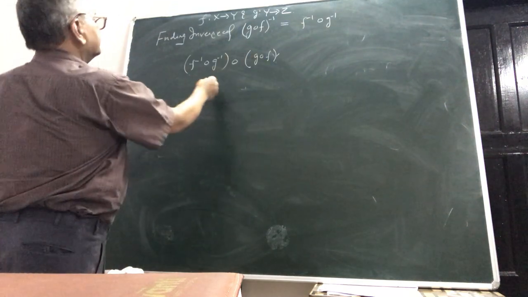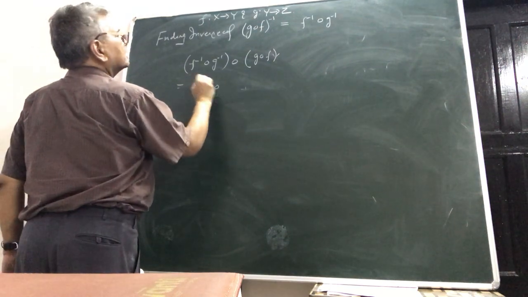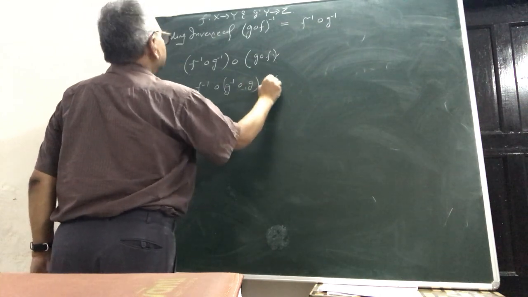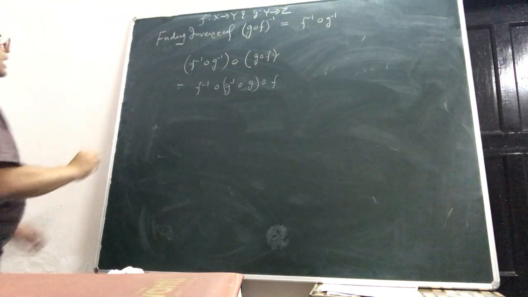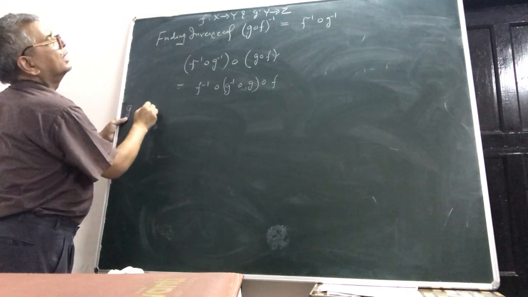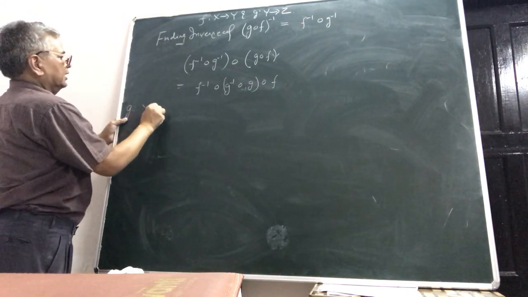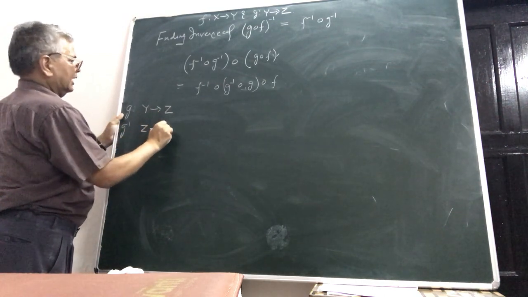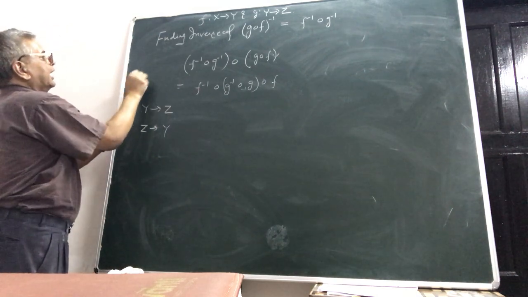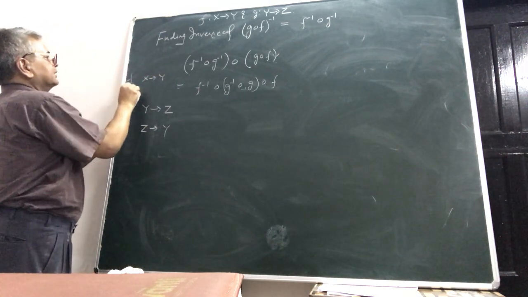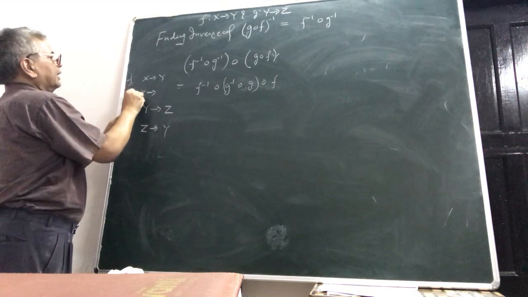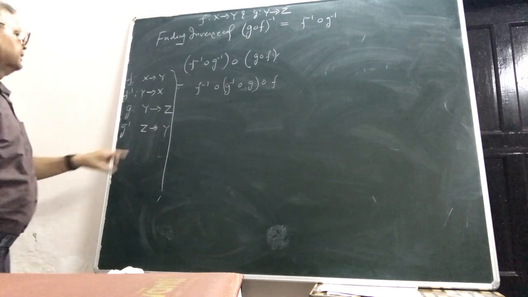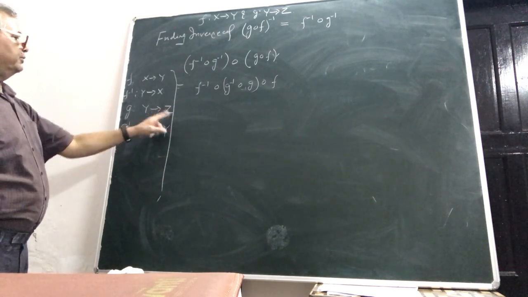Now, it is nothing but F inverse o, essentially the associative law holds good. So, G inverse o G o F. I shouldn't have rubbed it, because G is a mapping from Y to Z. So, G inverse will be a mapping from Z to Y. Likewise, F is a mapping from X to Y. So, F inverse is a mapping from Y to X. These all things we will be using here. So, G inverse o G, Y to Z, and Z to Y. So, it will be I Z.